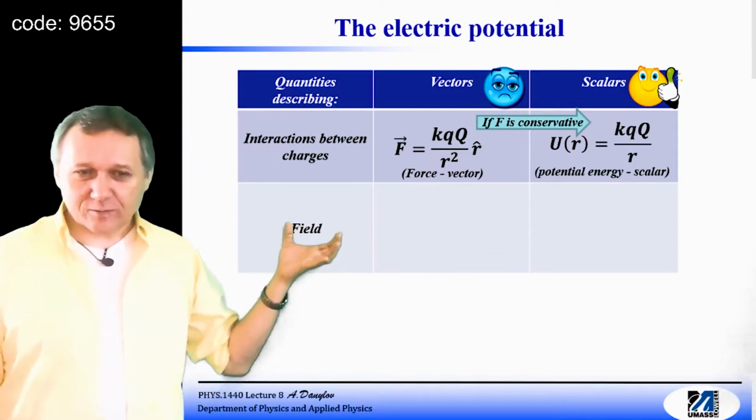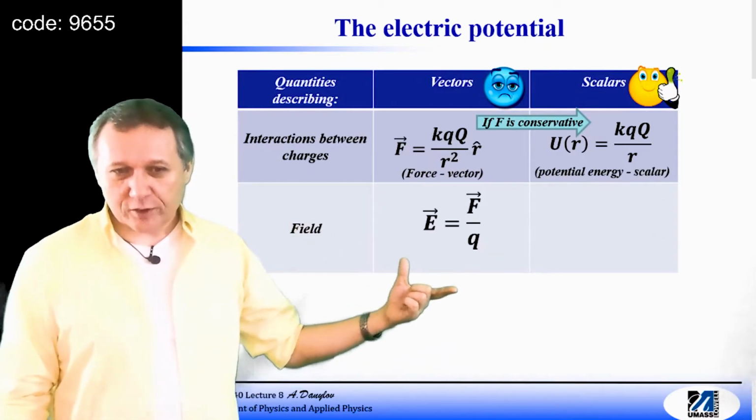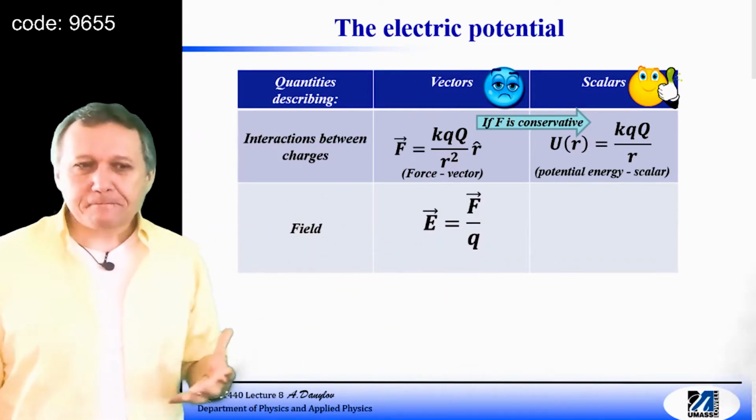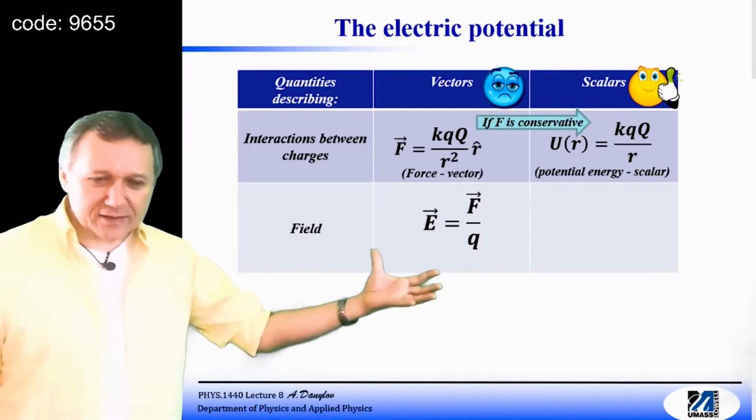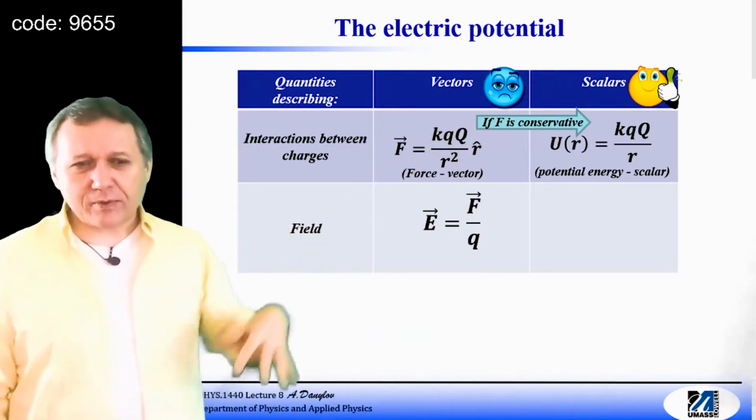In this class, we will have to deal with the electric field. So we need to replace the electric field, which is again a vector quantity, difficult to use, all that blah, blah, blah, right?